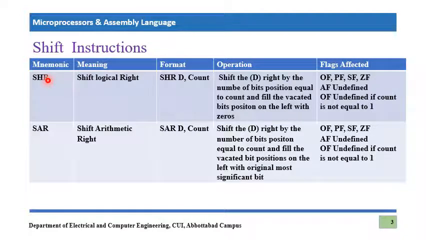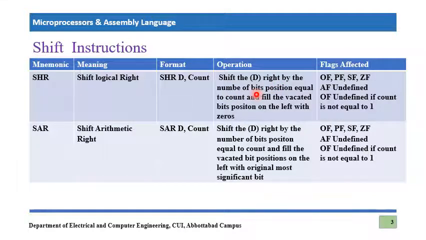SHR means shift logical right, SAR means shift arithmetic right. The format is quite similar to what we saw in shift arithmetic left and shift logical left. So SHR, shift logical right. D is for the destination operand. Count is an integral input, which I explained to you. So what does the operation say? You have to shift the D towards the right, by the number of bits equal to the count.